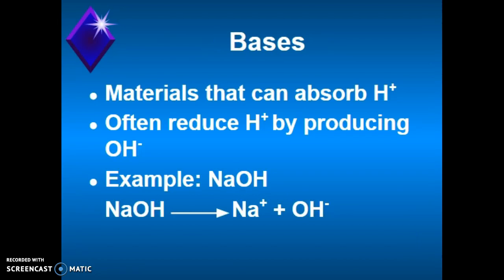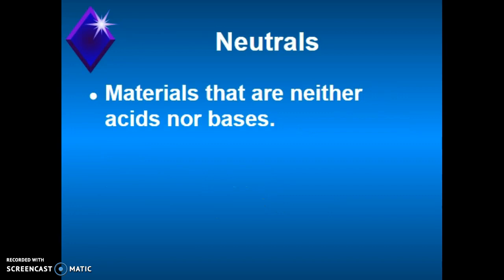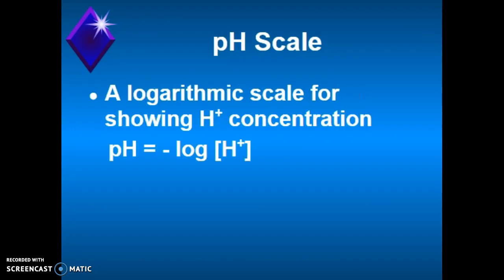Bases, on the other hand, are going to be things that can absorb hydrogen. Like it says there, you can often reduce hydrogen ions by producing hydroxides. And there's an example of NaOH dissolving and dissociating into OH and Na+. So we call sodium hydroxide a base. Neutrals are going to be things that don't fit either of those categories, and we'll deal with lots of those later on in the year.